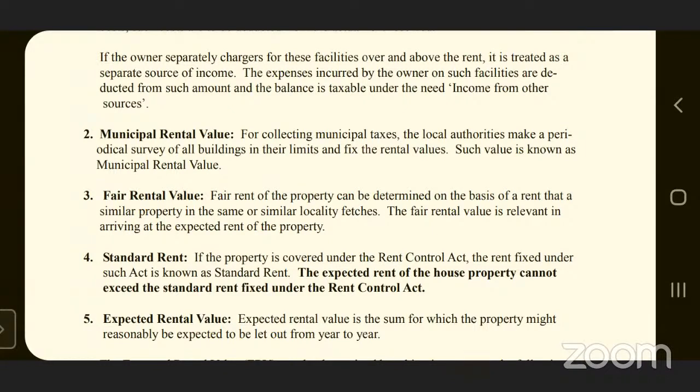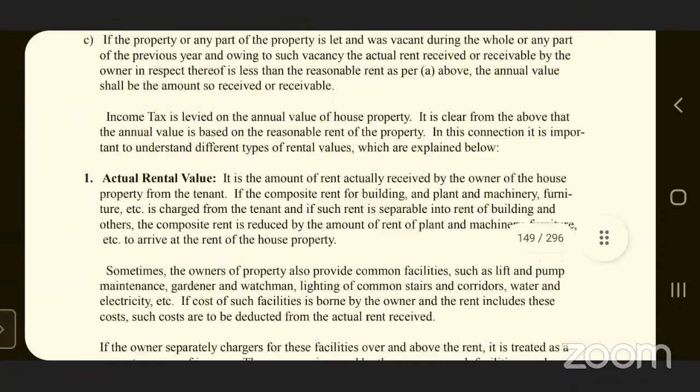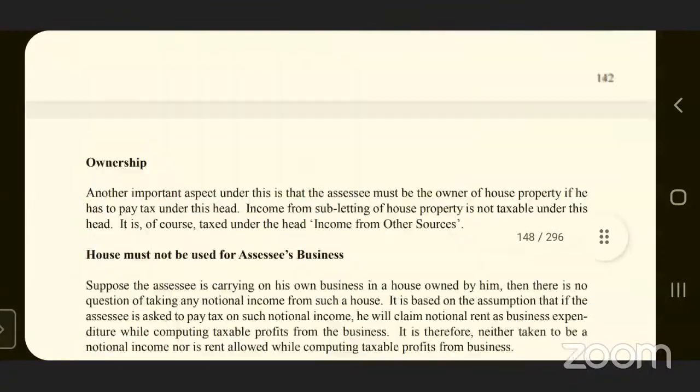This is utmost important in order to calculate the expected rent of the property. As I told, there are a few steps required in order to compute the annual value.